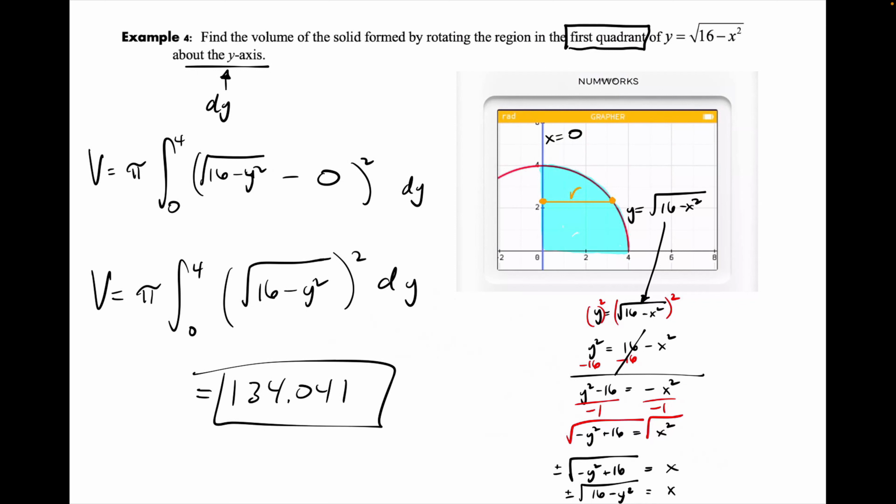Let's see. Minus 0. Yeah, you put it in incorrectly. Put it like that. Okay.